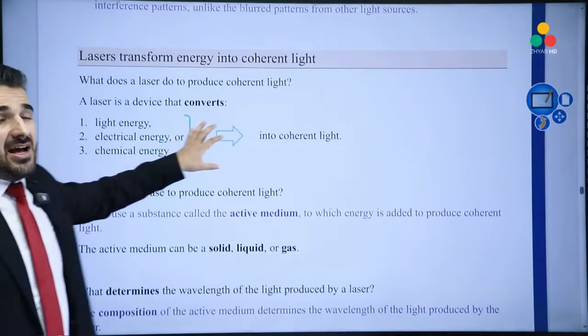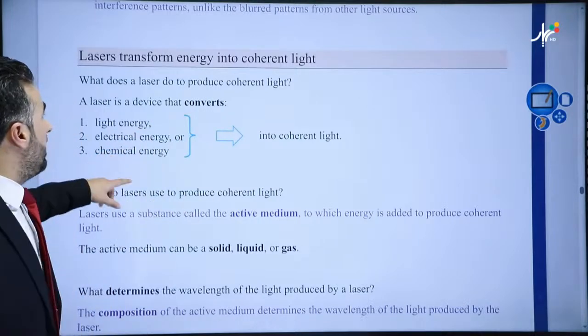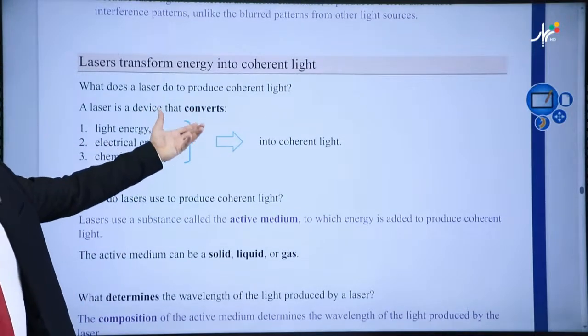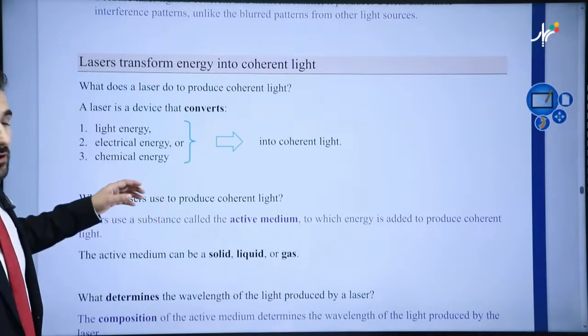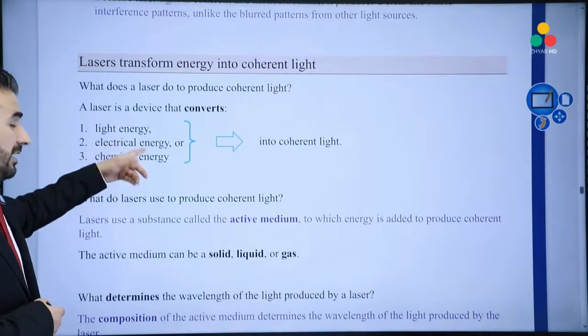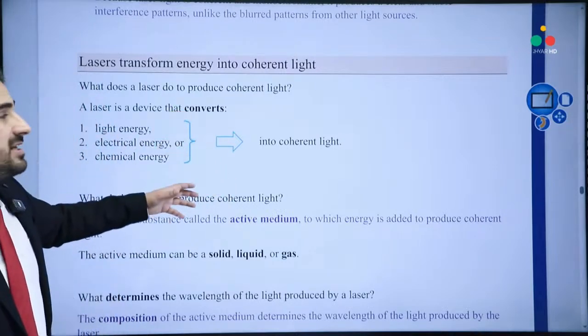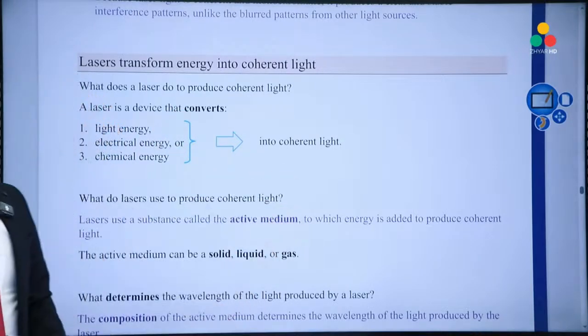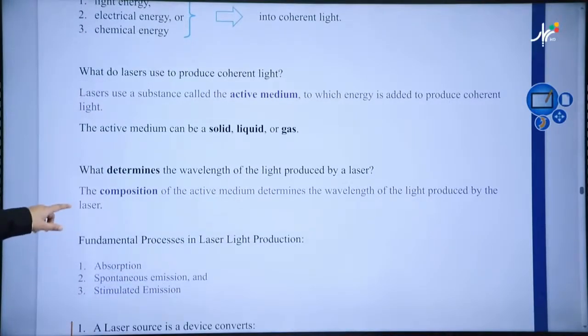If you've ever been asked, that's one of the most important questions so far, by the way: what do lasers do to produce coherent light? Lasers normally convert light energy, or electrical energy, or could even be chemical energy. They convert one of these, at least, into coherent light. This is where the coherent light comes from.